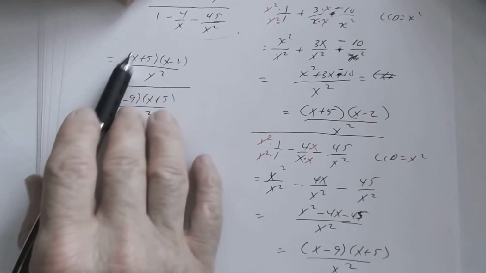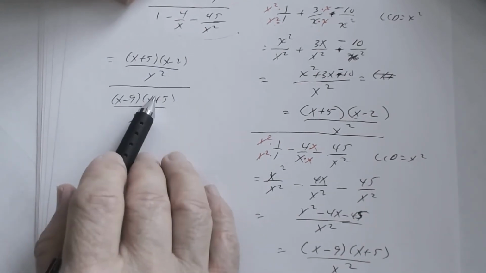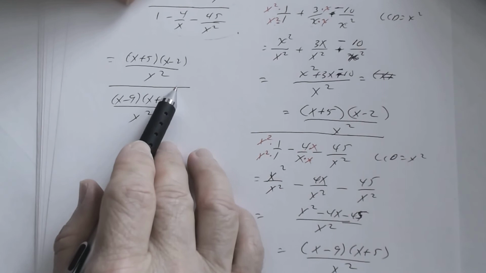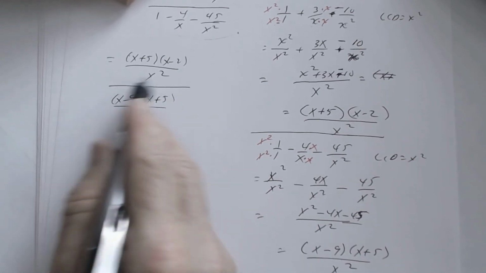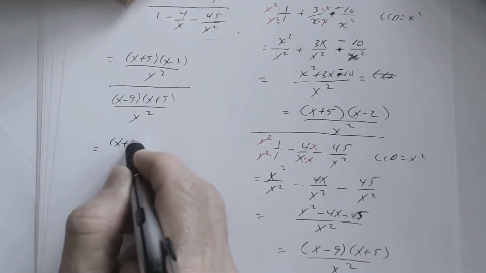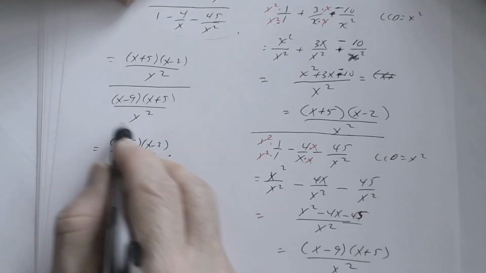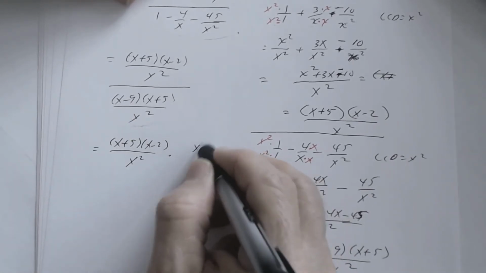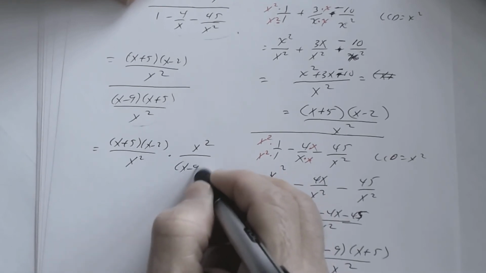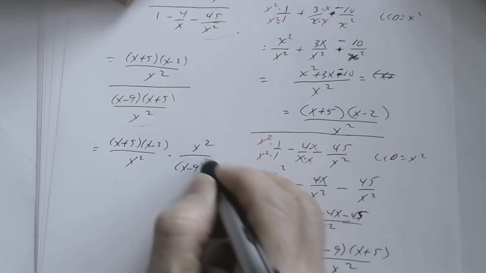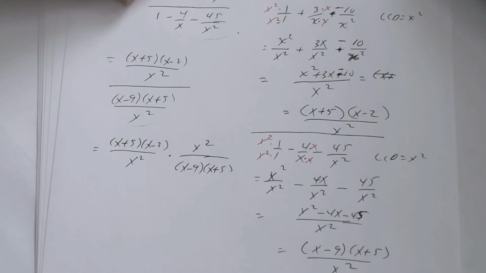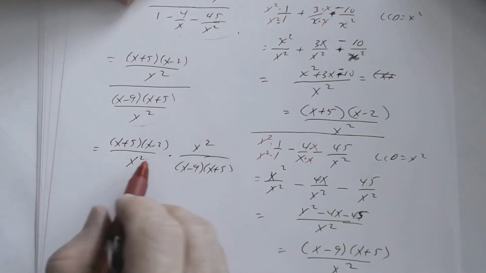So now I have a fraction divided by a fraction. So I'm going to change this division to multiplication. So this becomes the numerator, x plus 5, x minus 2, divided by x squared, times the reciprocal of the denominator, x squared, divided by x minus 9, x plus 5. Okay? And now you're going to divide out any common factors.